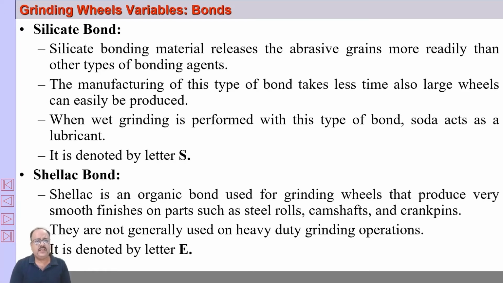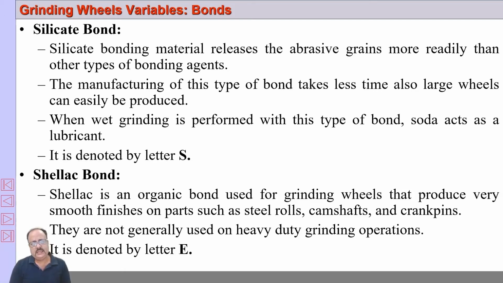And then we have silicate bond. Silicate bond is basically water glass, or sodium silicate, what we know as water glass. This is mixed with the abrasives and again placed in a mold, heated to around 240 or 260 degrees centigrade to obtain the grinding wheel.